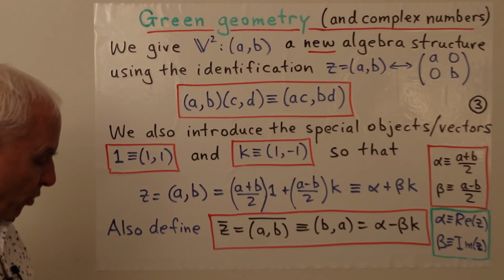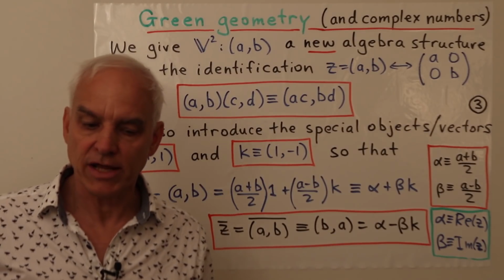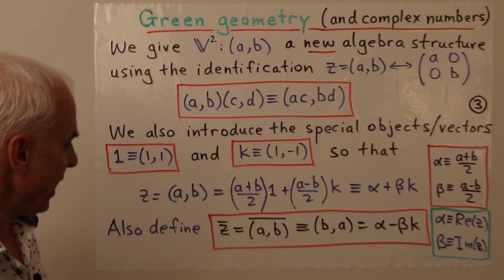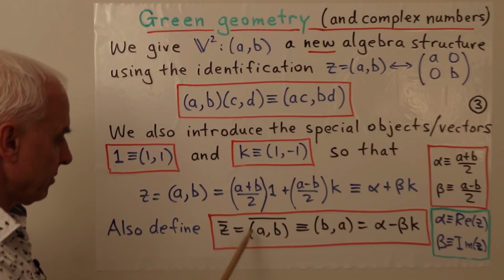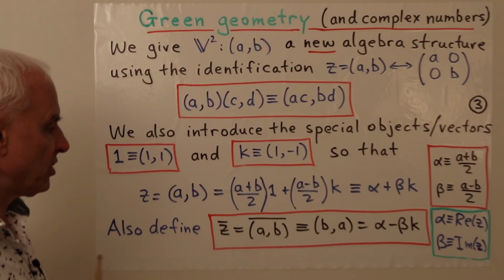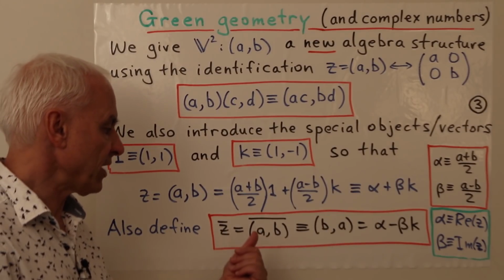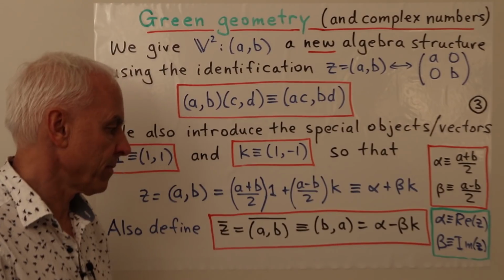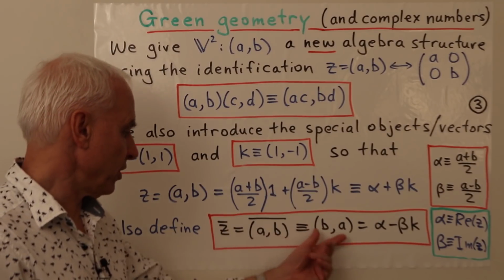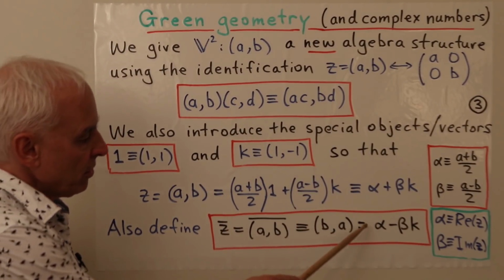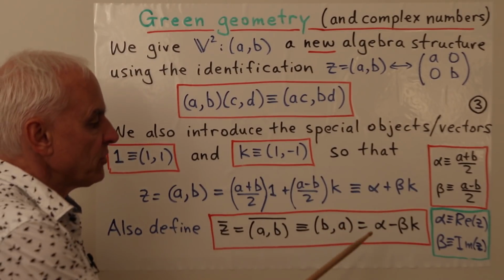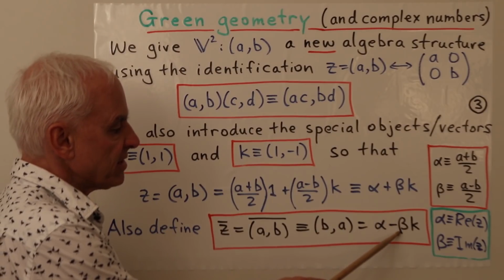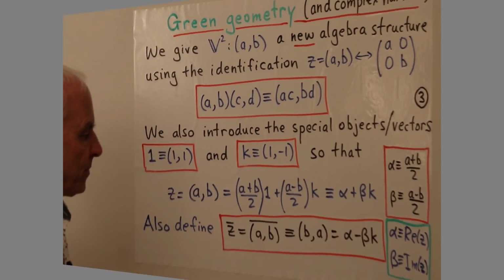The other thing that's important in complex number theory when you're just starting is the complex conjugate. We're going to define the complex conjugate of z, z bar, expressed with a bar on top, to be the vector BA. Now, that might not look like a complex conjugate, but when you consider it in the notation with the 1 and k, it turns out to just be alpha minus beta k.